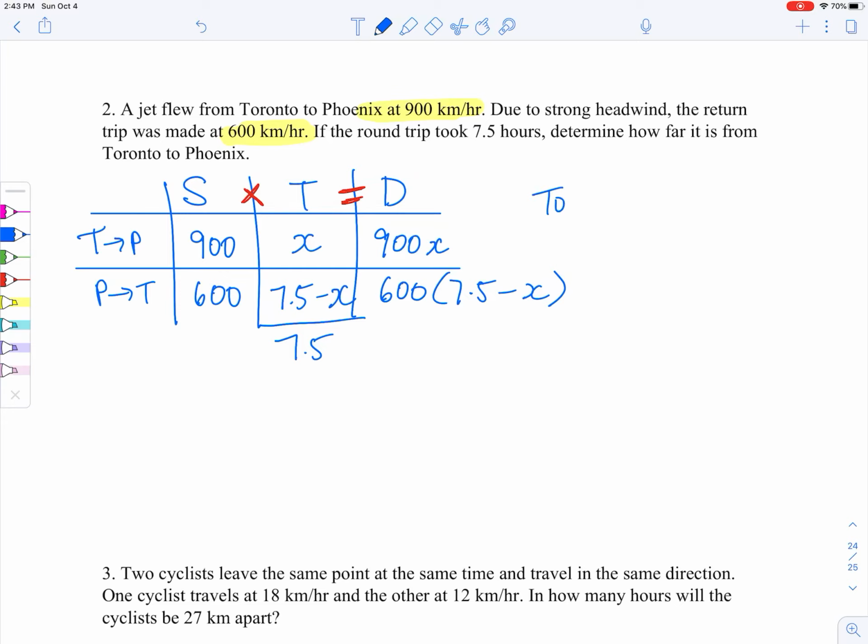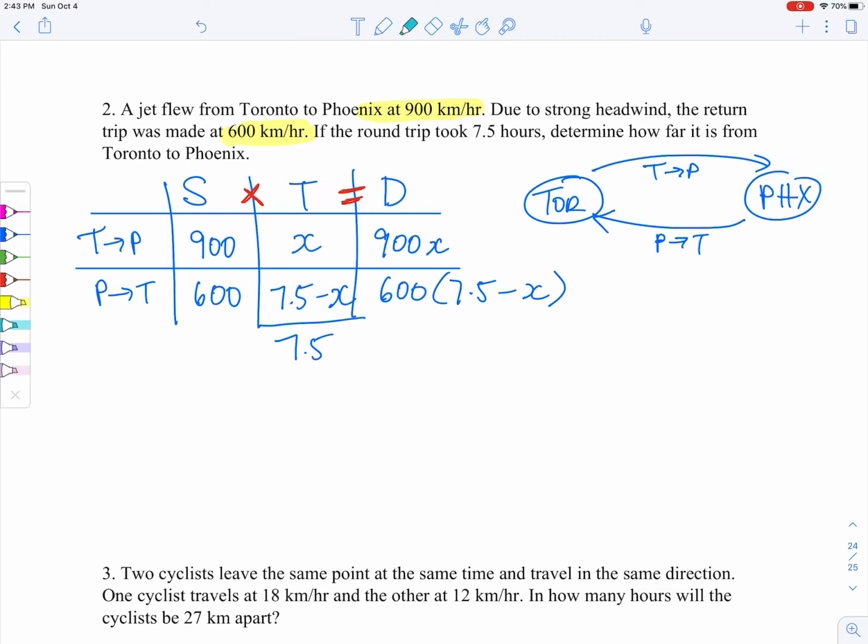However, if we have Toronto and we have Phoenix, what do we know about the distance from Toronto to Phoenix and then the distance from Phoenix to Toronto? I hope you can see that those distances are going to be the same. So the distance from Toronto to Phoenix, which I'm going to highlight in blue, has to be the same as this distance, because the distances have to be equal.